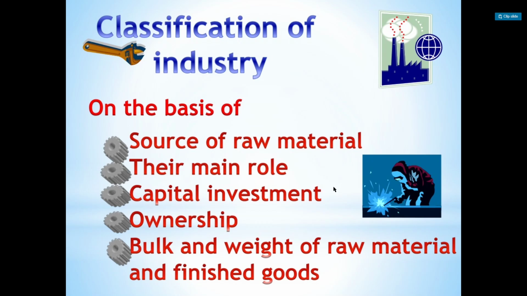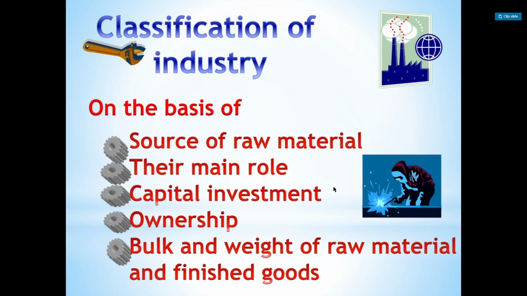In yesterday's video, we started lesson number 6 of our geography book, Manufacturing Industries. In this lesson, we will cover 4 topics. Topic number 1, which we started yesterday, was the importance of manufacturing, industrial location and classification of industries.